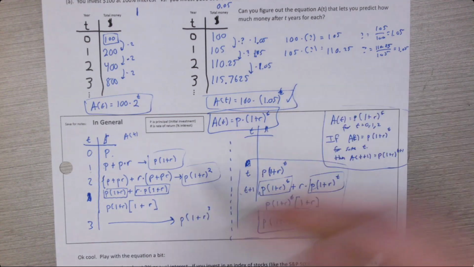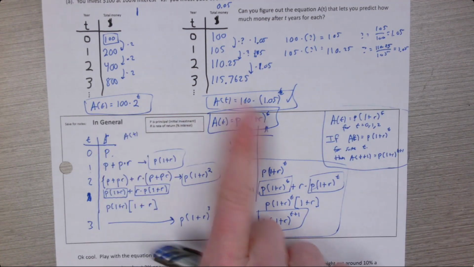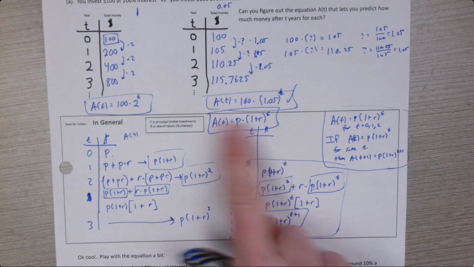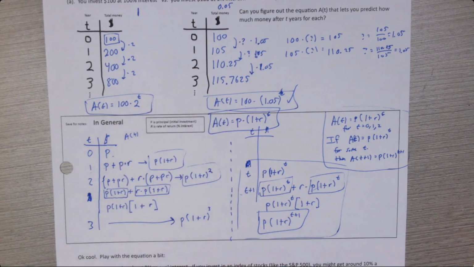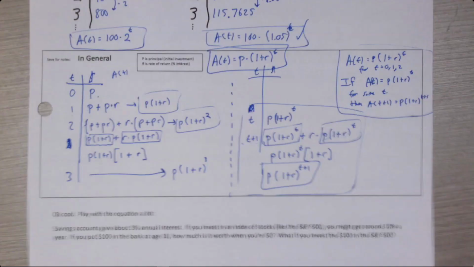So that works. But this just says 2. How is 2 1 plus something? Oh, if the rate of return is 100%, that's just 1. So 1 plus 1 makes 2 to the t. So this general form does seem to work for both of those particular examples. Okay, why don't you play with this new toy that we found.